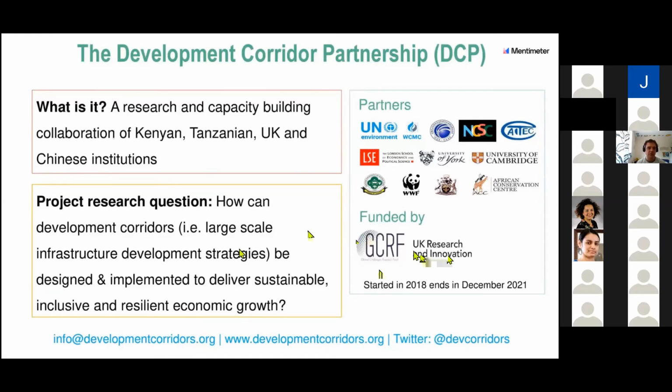The research question of this project is how can development corridors, so this is large infrastructure development strategies, be designed and implemented to deliver sustainable and inclusive resilient economic growth. And our approach is a research and capacity building collaboration to respond to this question. So at the same time that we have researchers in Kenya, Tanzania, UK and China interacting, we also have a very strong capacity building element. If you go to the next slide, please.